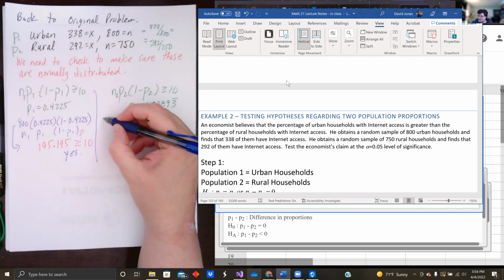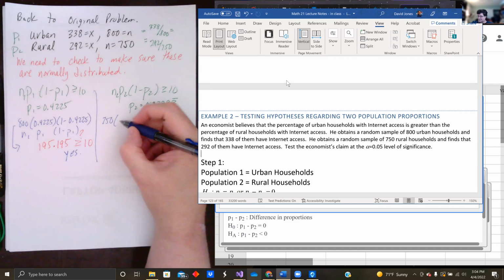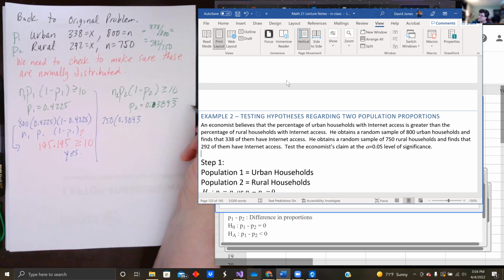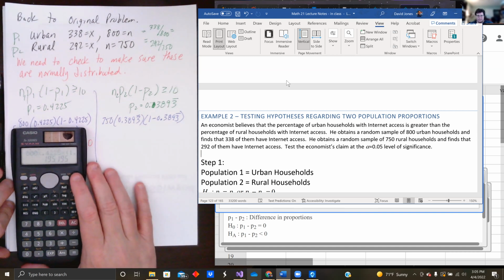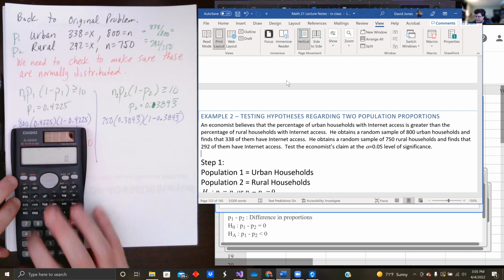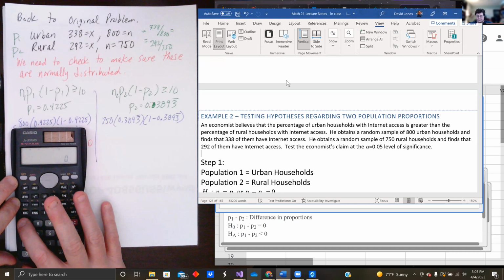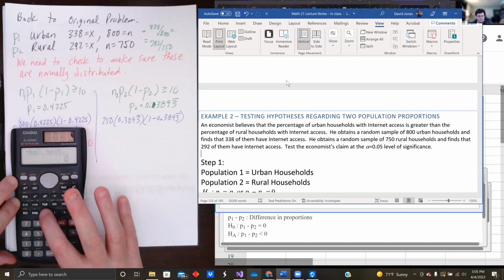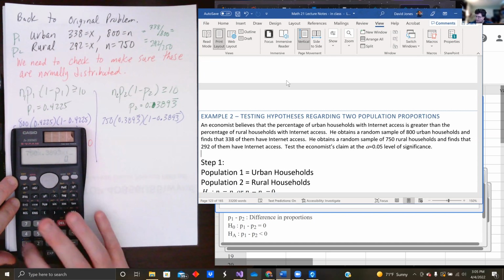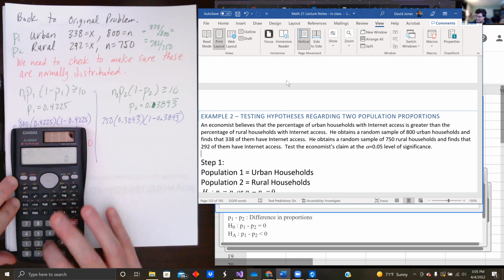I've got N2 is 750. P2 is 0.3893. And this is 1 minus 0.3893. It really is the repeating thing, but there's no real way of doing that if I just put the decimal in. But this should be close enough. 4 decimal places should be close enough, because I'm not entering it in the computer, I'm just checking that it's bigger than 10. 750 times 0.3893 times parentheses 1 minus 0.3893.